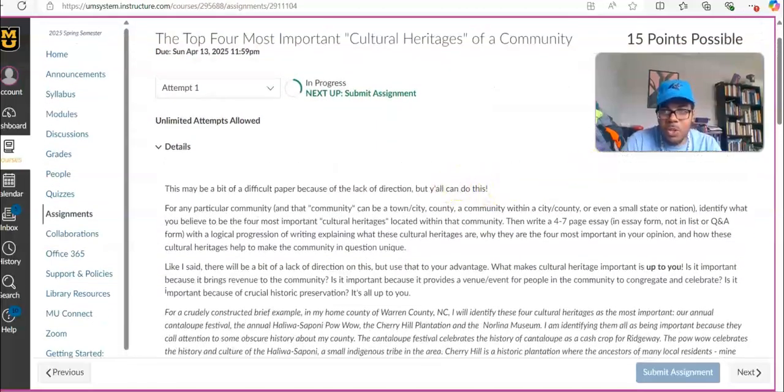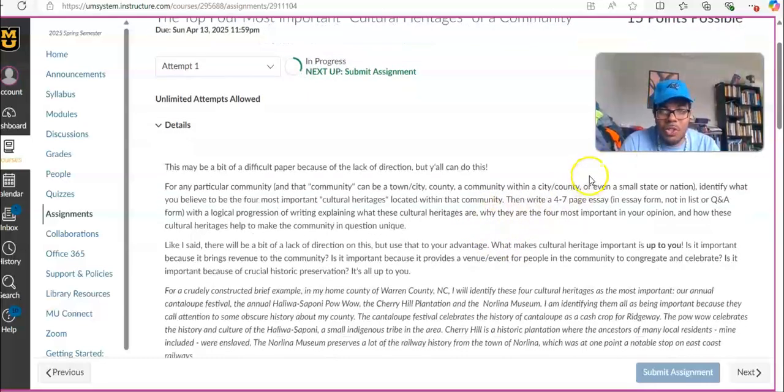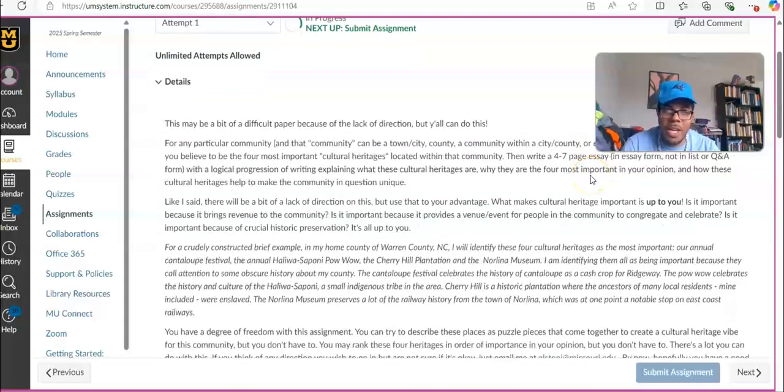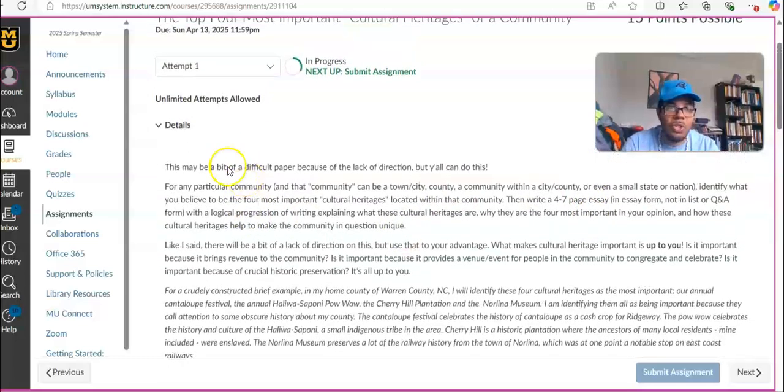And basically what you're going to do is identify at least 4 cultural heritages within a particular place. It can be a county, a city, a state, a country, or even just a village or community. But identify those 4 most important heritages and then make a case on how they all come together to contribute to the unique identity of the place that you are describing.